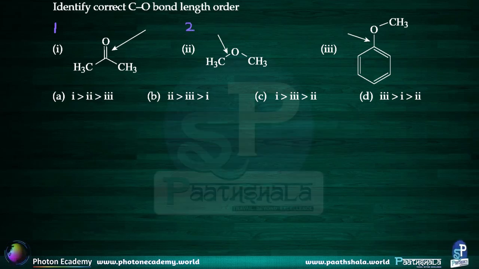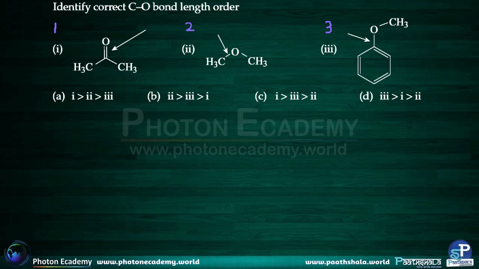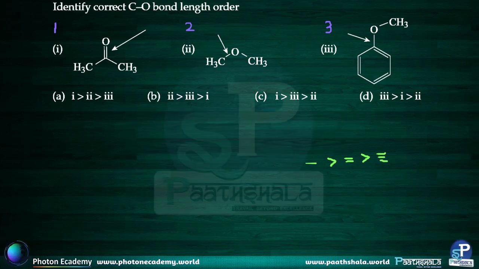In organic compound 3 also we have been given an ether, but the ether contains a benzene ring. So now the general concept says that the length of a single bond is always going to be more than a double bond. The length of a double bond is always going to be more than a triple bond. Now this is a general concept.